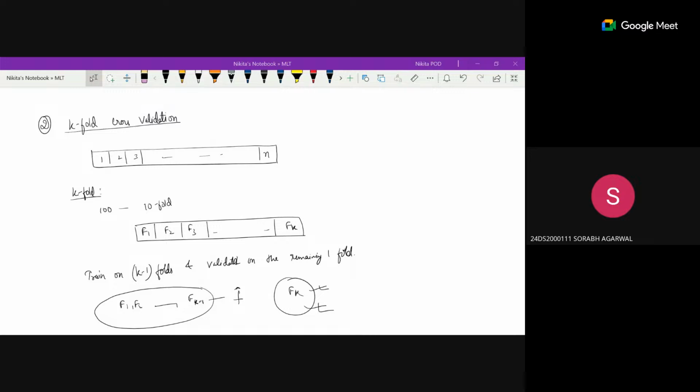Ma'am, basically in this, by testing different models, the best model which fits, we will pick that. Is it like that? Yes, yeah, it works like that.